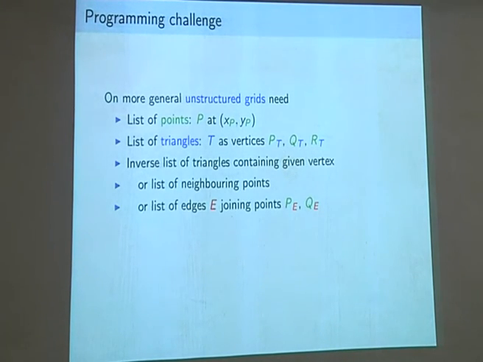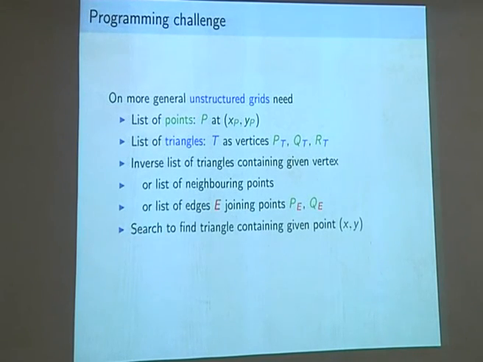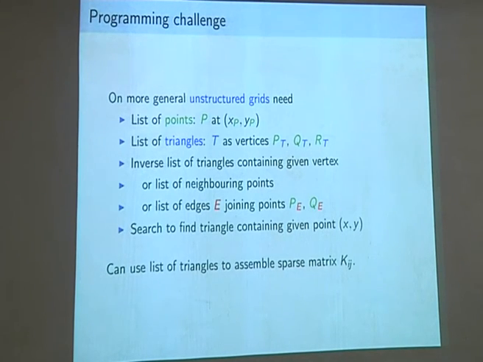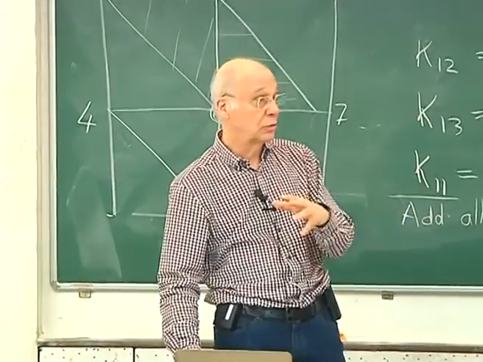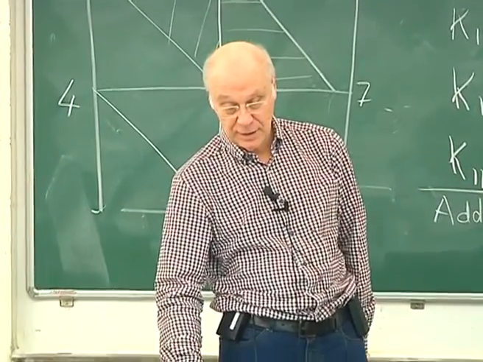Actually, there's a way of handling it by just listing the edges. Okay, and you also need an ability to search which triangle I'm in. If I tell you I'm at 0.5, 0.5, which triangle am I in, please? So you need a search procedure to find out when you're inside a triangle. Okay. And with all that, you can assemble, as I've done here, the contributions from the different triangles to the stiffness matrix, depending on your basis functions, whether they're linear basis functions or constant or quadratic. Okay.